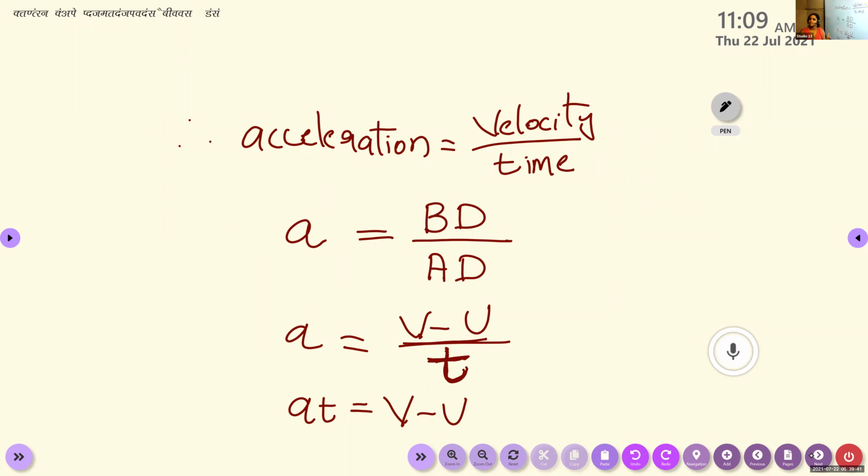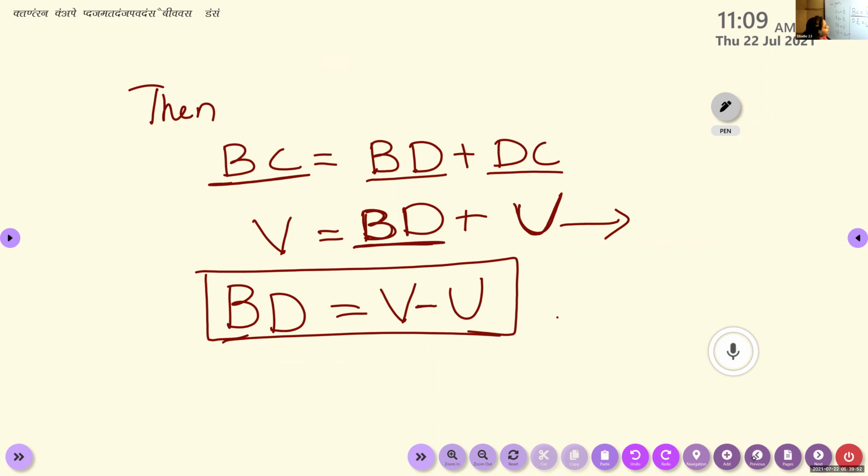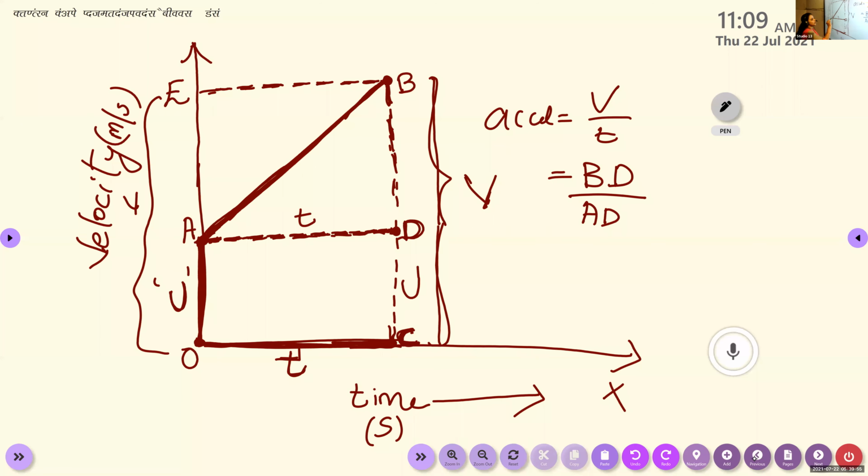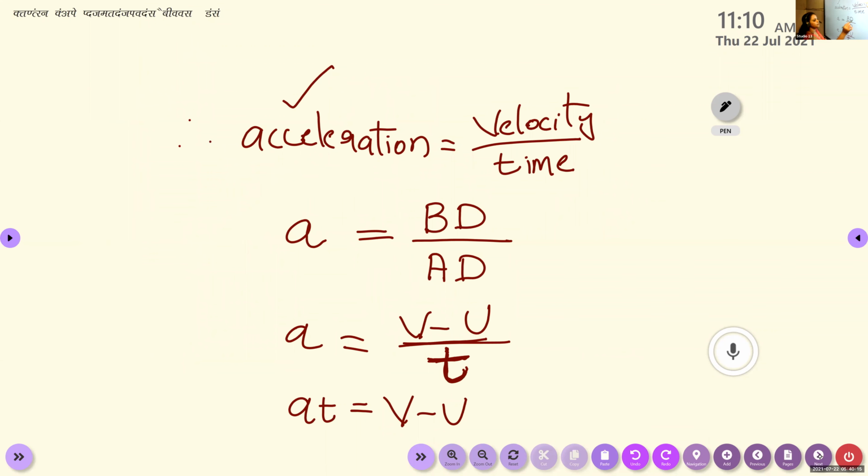Then what is the next step? We know that here we are considering a velocity time graph. The slope of the velocity time graph gives which physical quantity? Acceleration. So here we consider the slope of this velocity time graph of a uniform acceleration motion. The slope is given by the triangle ABD, which gives the slope of this straight line. So acceleration A is equal to velocity divided by time, that is BD divided by AD. From the equation, we know that BD is V minus U and AD is T.